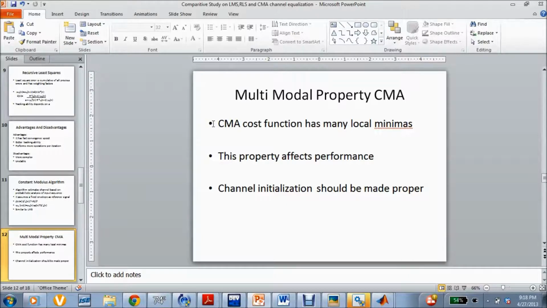Basically, the output of the CMA equalizer is assumed to consist of two parts. The first part is the actual source symbol, which is assumed to be non-Gaussian, and the second part will be multiple access interference from other users, that is the intersymbol interference, which is Gaussian. So we have to select the channel initialization in such a way that the Gaussian output is low, that is the interference is low. In that way, proper channel initialization can be made.